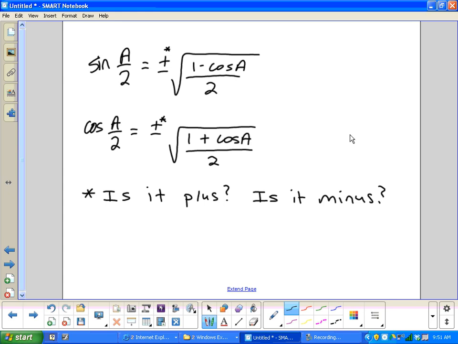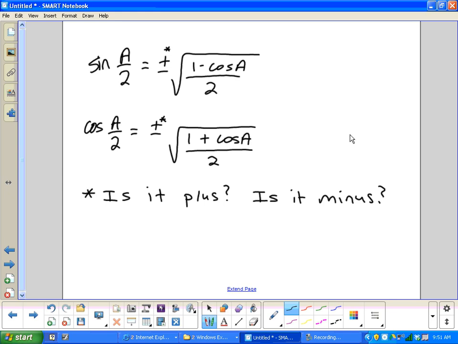Let's see if you can figure out how I would figure out if it was plus or minus. It's a critical thinking question. How could I figure out if the sine or the cosine of an angle was positive or negative? The quadrant. What quadrant is it in? That's going to tell me if it's positive or negative.